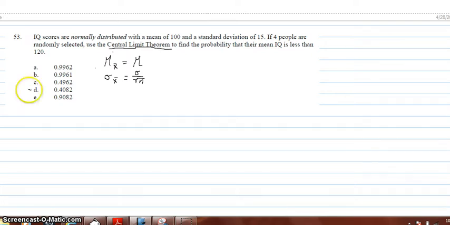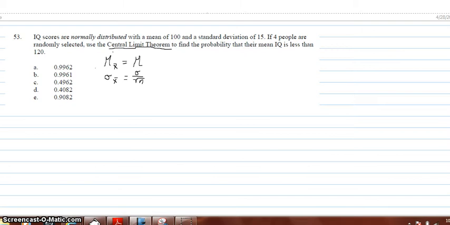First of all, let's look at the central limit theorem. I've written down the equations that we need to use. The central limit theorem is mean of x bar equals mu, sigma x bar equals sigma, or standard deviation, divided by the square root of n. Remember, this last part of the formula is also called the standard error of the mean.